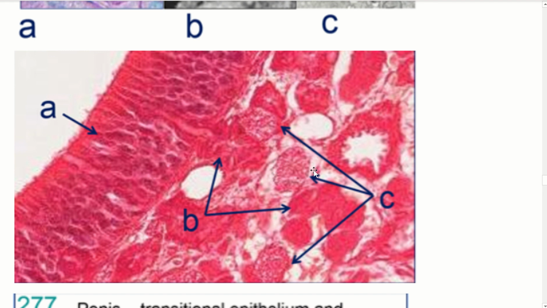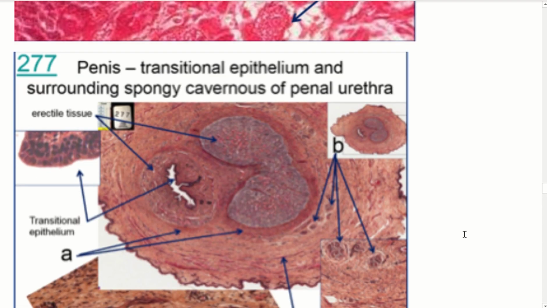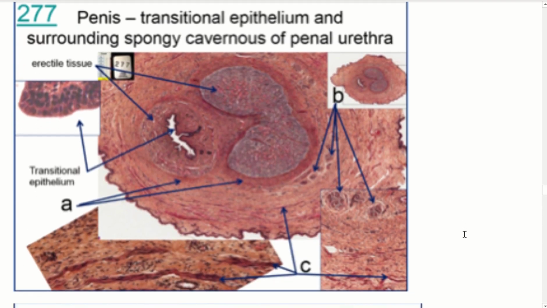And then C, these kind of lighter staining bundles. Remember, these are our nerves. These are our little nerve bundles, right? Because we've got nerves, nerve endings up here trying to sense smell, right? Smell things. Okay, this is male repro.